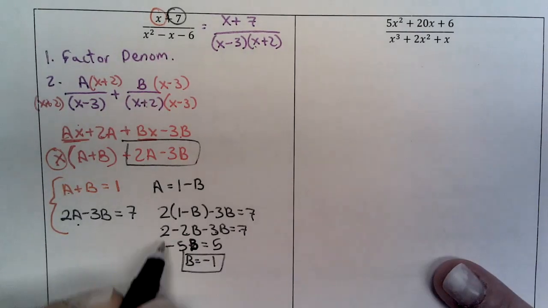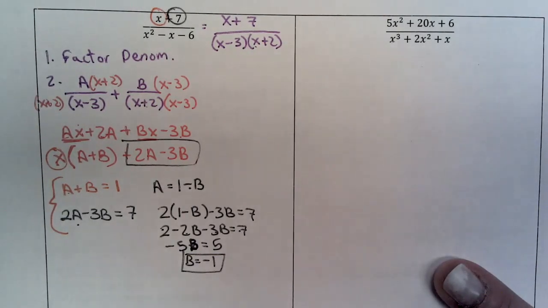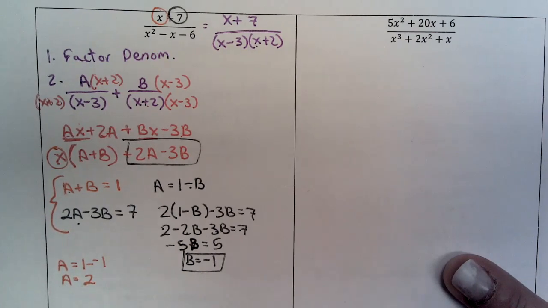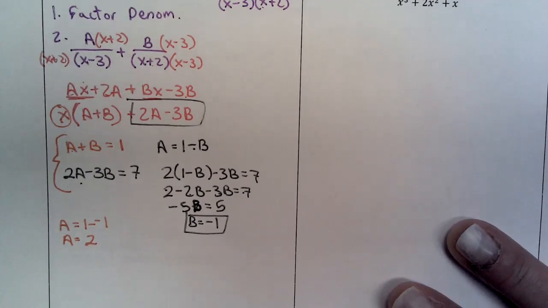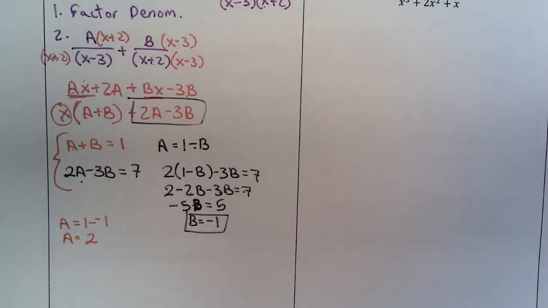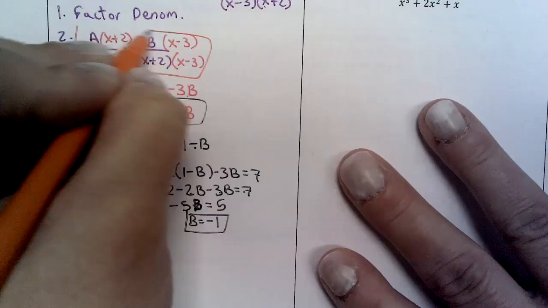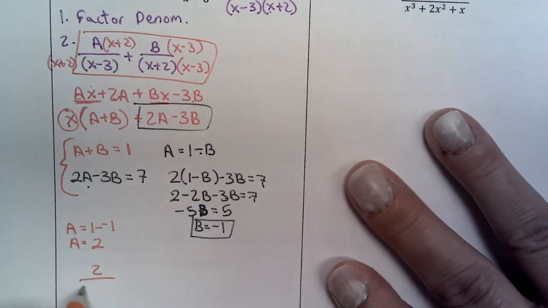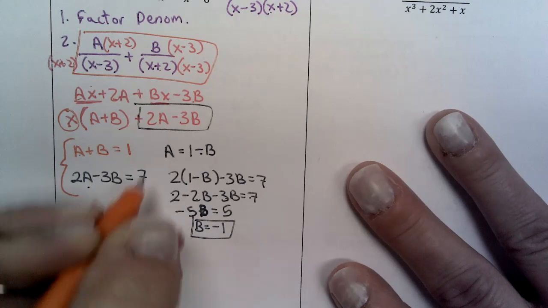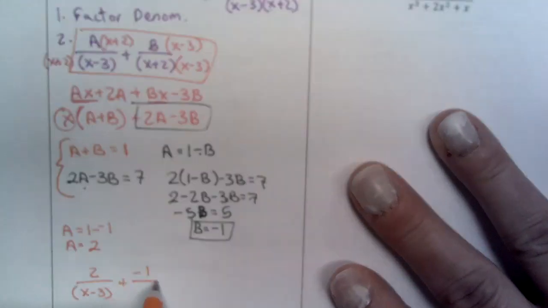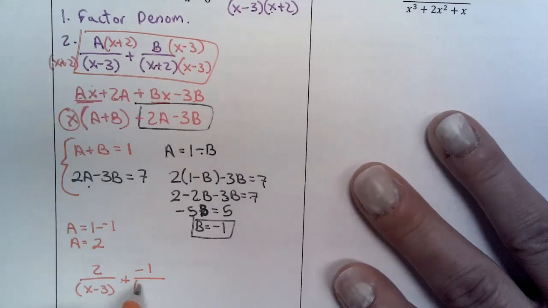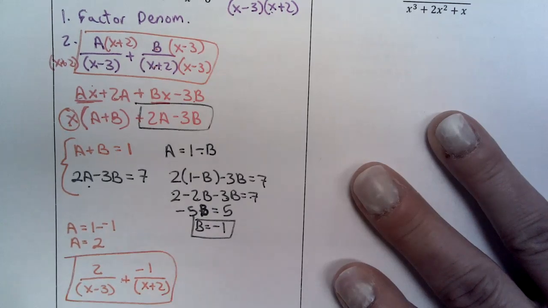Okay, so now I know what my b is. I'm going to plug that back in here, and I'm going to get my a value. So a equals 1 minus negative 1. So a equals 2. And now to write this as an addition problem, I'm going to refer back to that piece right there. I know what my a is. So that's a 2 over x minus 3 plus my b value, which is a negative 1. And you could just write minus 1 over, but I just prefer to do it this way. And then that's going to be over x plus 2. Okay, so that's my answer.